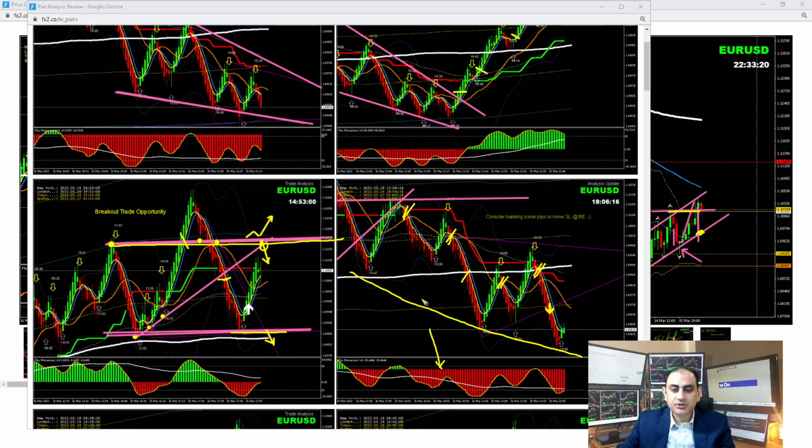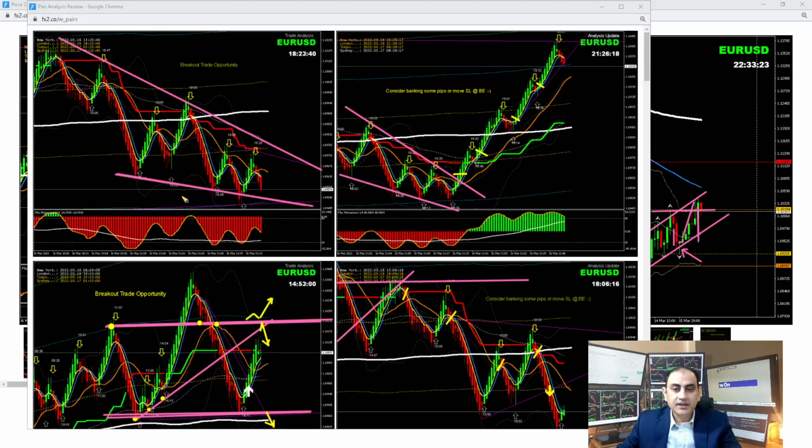There's a possibility we should be banking some profit. Let's see what sort of patterns the market is going to develop. As you can see here, price developed another falling wedge. That's the sign of a reversal. As you can see here, price developed another triple bottom here at the support level.